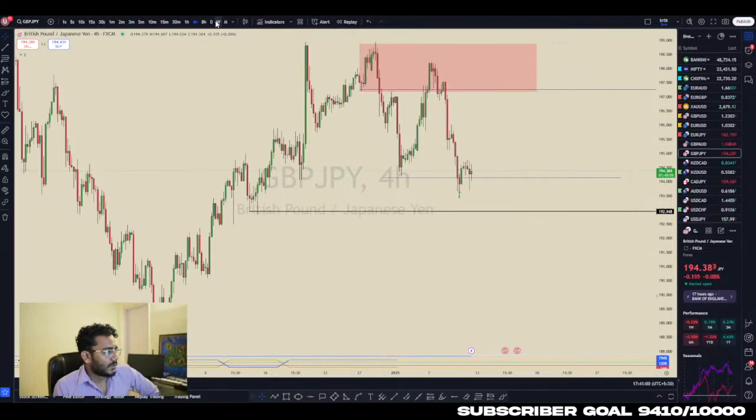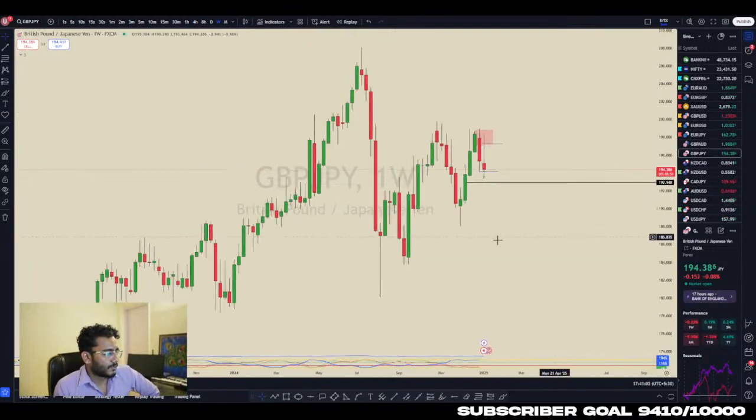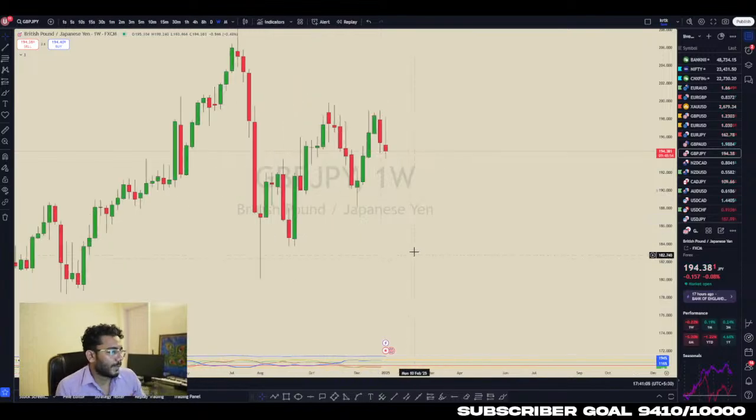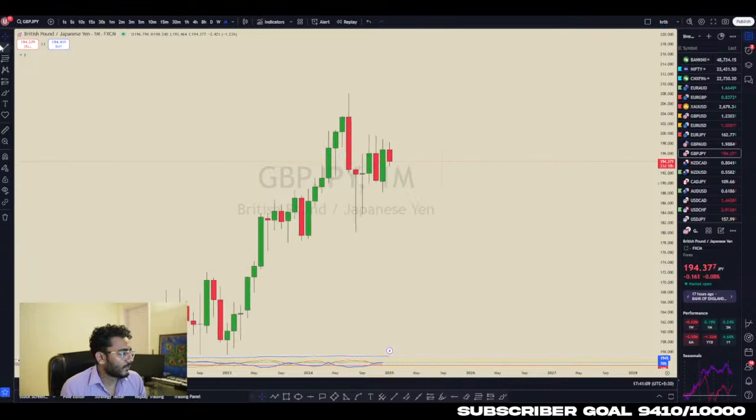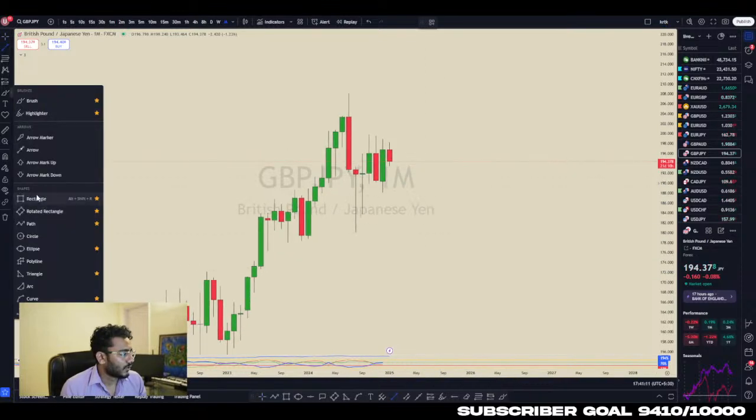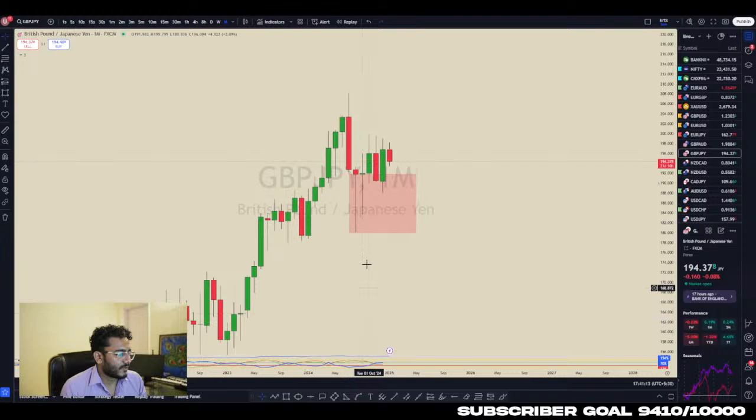So let's look at the GJ. We'll start from weekly. So let's look at the monthly time frame. We can see this week it's showing there is a lot of pressure to the buy side. Okay, so GJ is going to the upside.